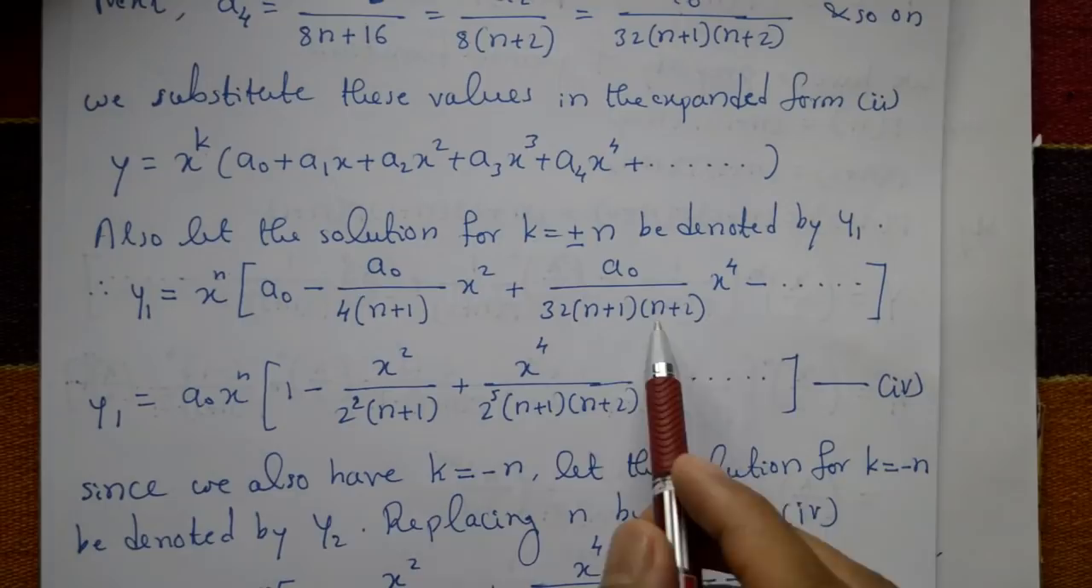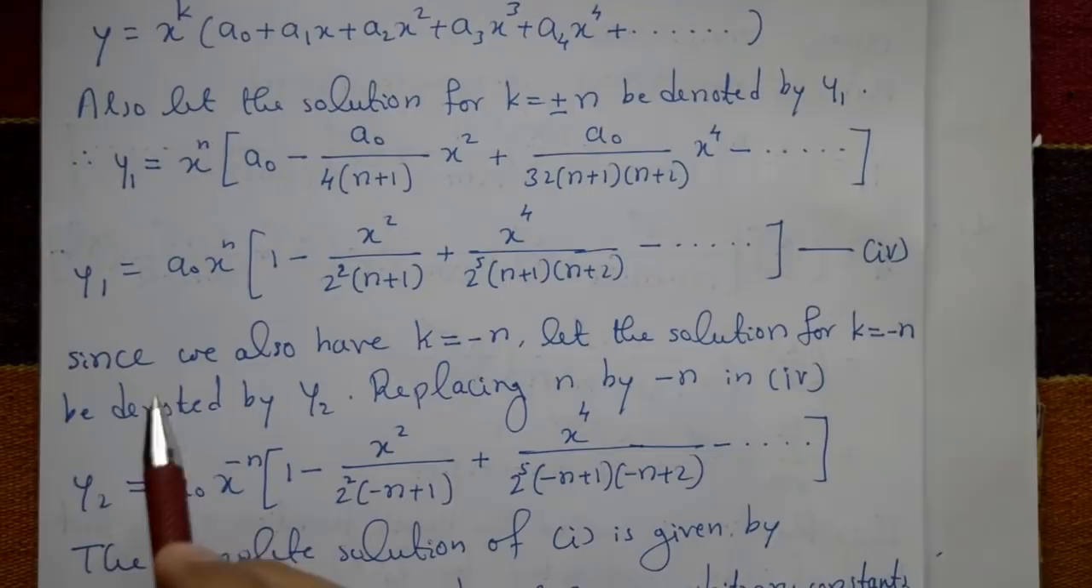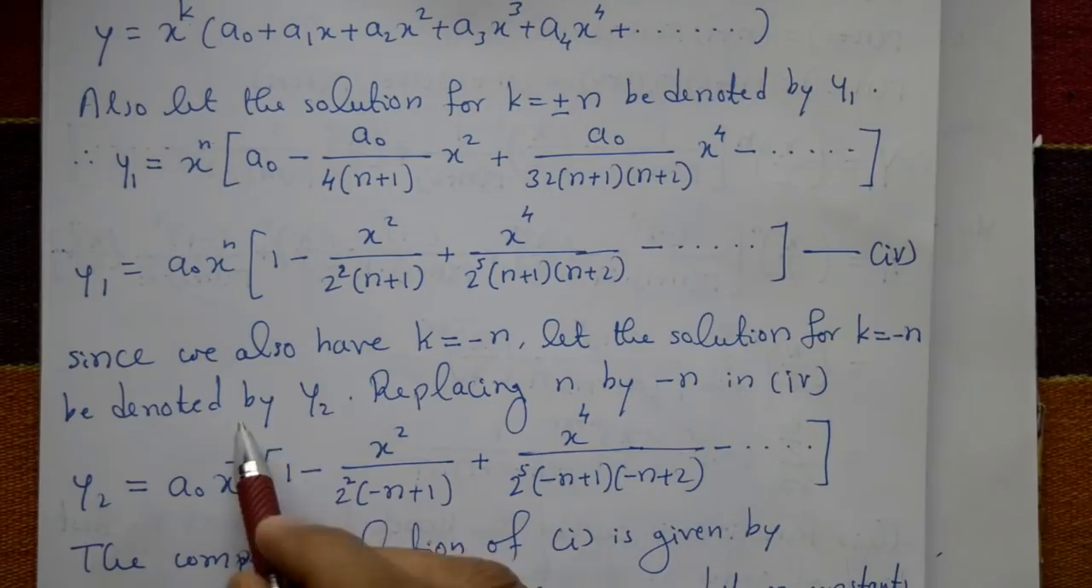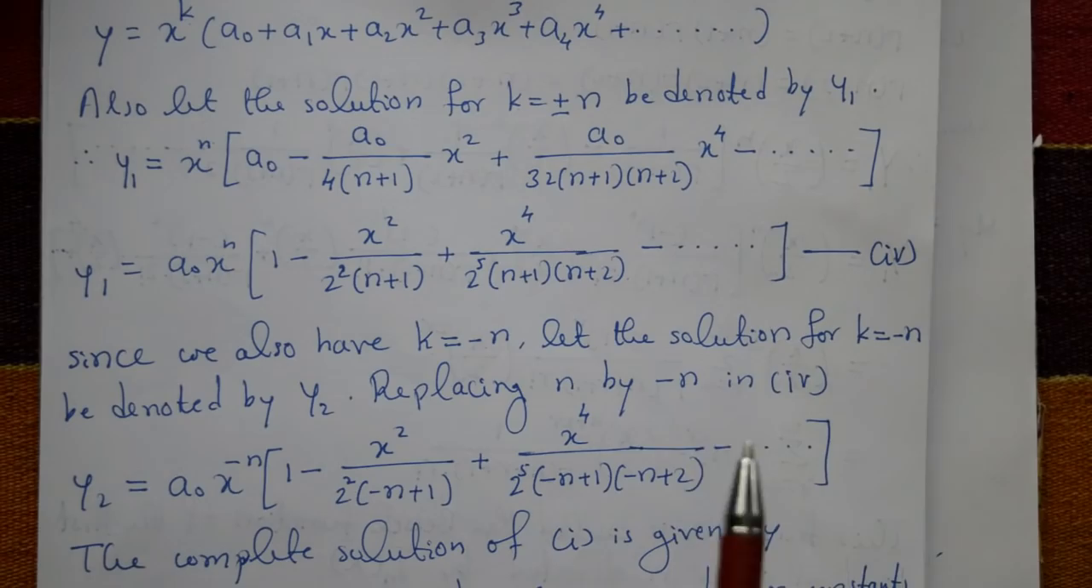This is called equation number 4. Now next, since we also have k equal to plus n, now take k equal to minus n. Let the solution for k equal to minus n be denoted by y2, replacing n by minus n in equation number 4.